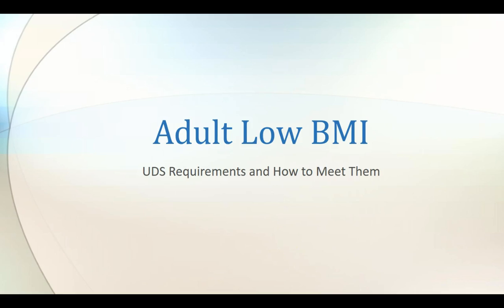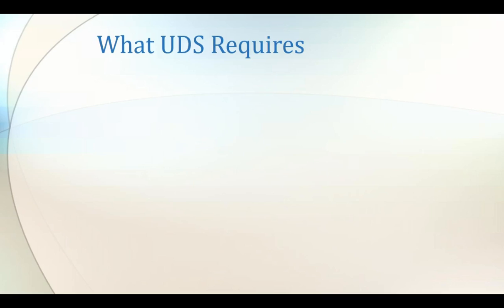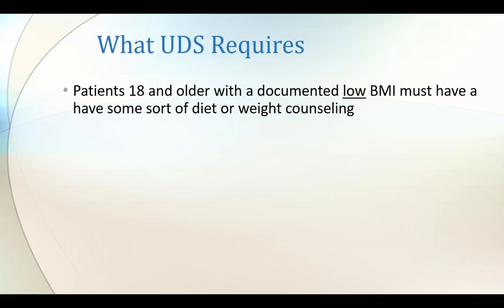Adult low BMI, UDS requirements and how to meet them. What UDS requires: patients 18 and older with a documented low BMI must have some sort of diet or weight counseling. Here are the requirements. If they're 18 to 64, their BMI is considered to be low if it's less than 18.5. If their age is 65 and older, their BMI is considered to be low if it's less than 23.